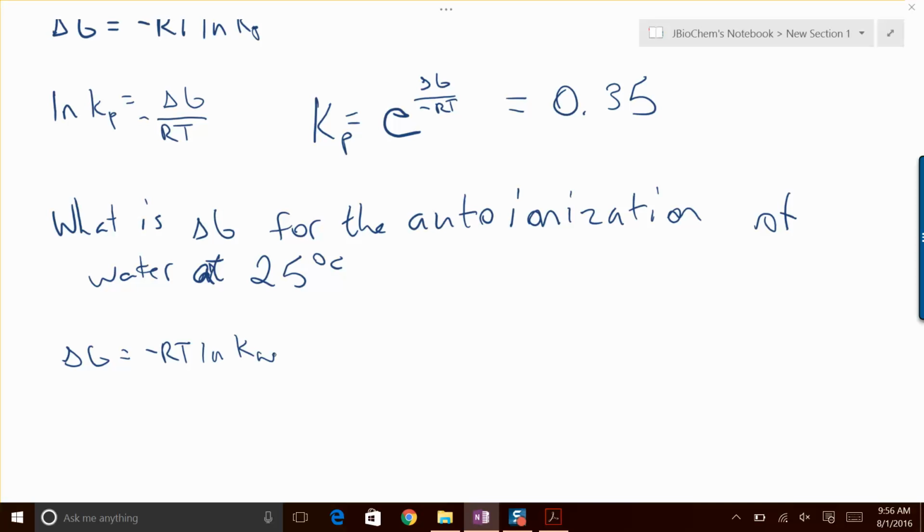Kw is unitless. It has no units. So we just keep the R as is. Yes, your answer will be in joules. Very well.